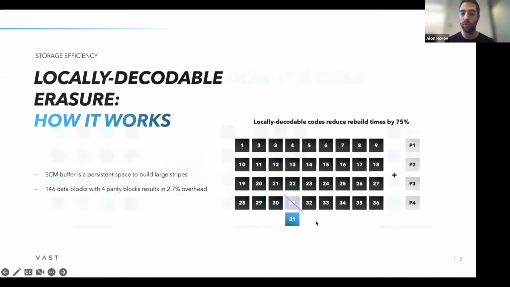The way to recover that data is that we need to read a bunch of these existing data blocks and parity, this row down here, and the parity, and we can recover this lost block.